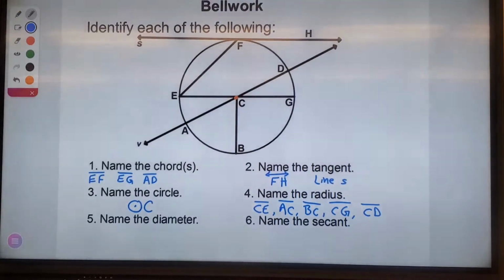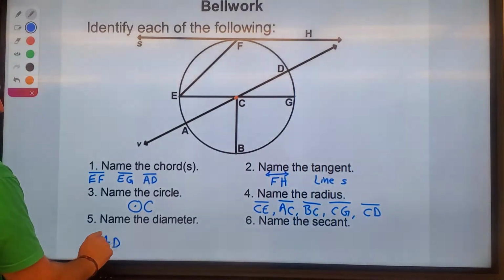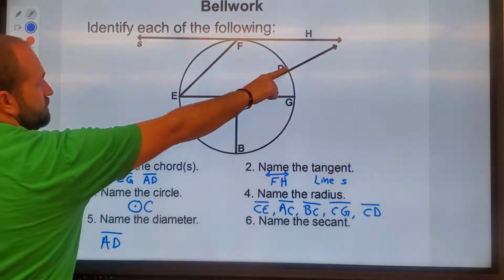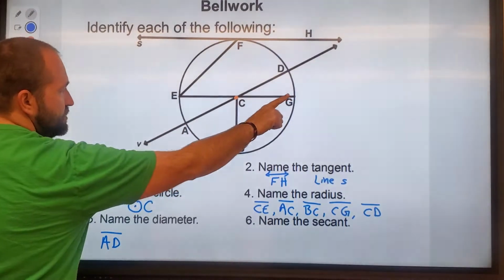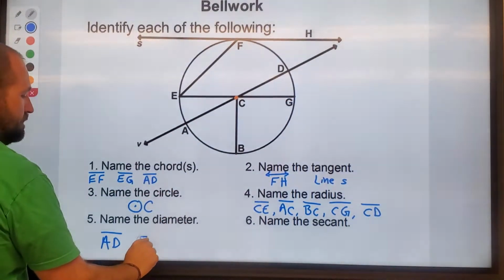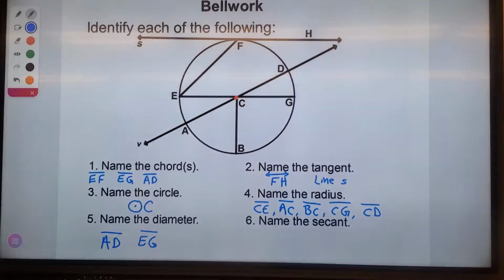Okay. Number 5, I'm going to name the diameter. Again here, I have 2 options actually. Okay. I have AD, because again it goes from here to there, and goes through the center. And then I have from E to G. Again, EG goes through that center point of C.